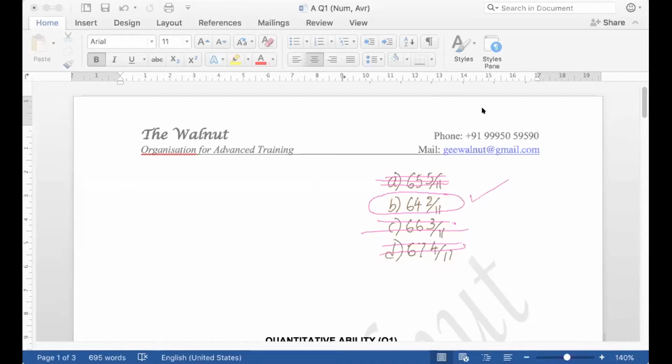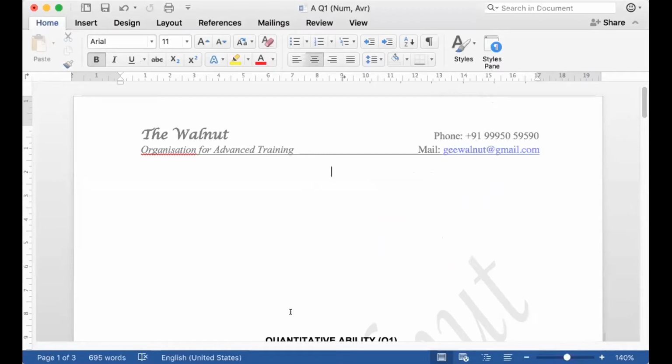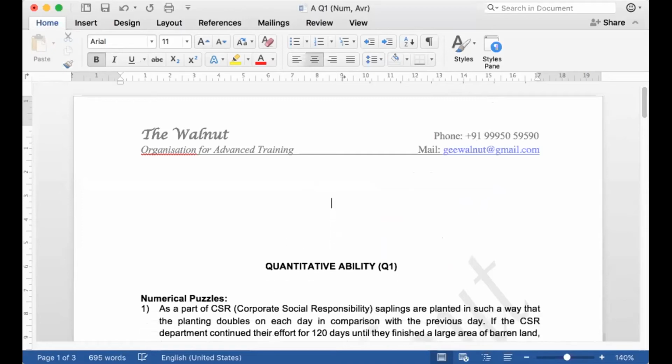Now we'll get into an interesting set of questions from quantitative ability. Let's take a look at it. So probably you must have read the first question here when I displayed it for the first time.